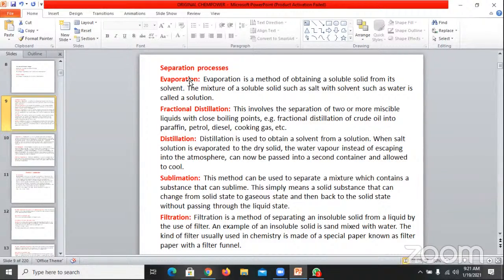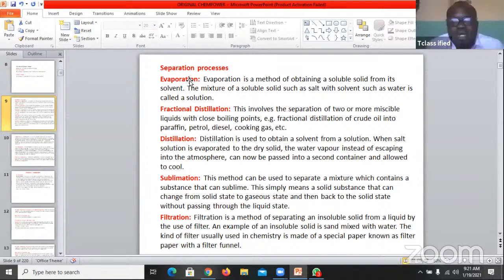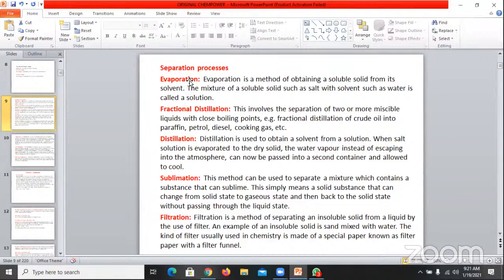So number 2 is what we call fractional distillation, which involves separation of two miscible liquids with close boiling points. So when what you're looking at separating are two miscible liquids that can mix together, but they have varying boiling points, the best way to go about it is by using fractional distillation.